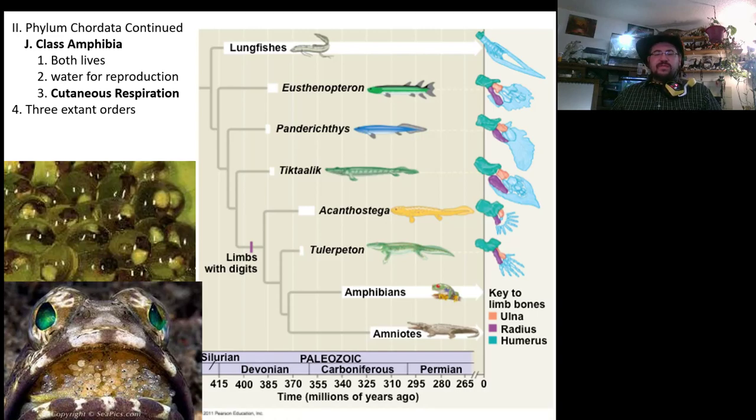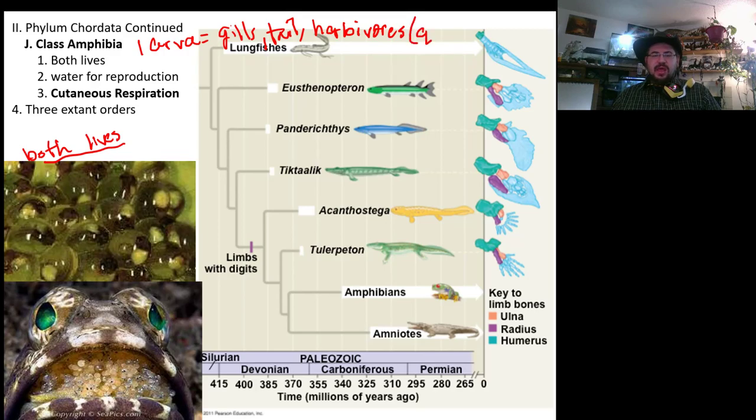The first terrestrial vertebrates on land were the amphibians. Amphibians is derived from Greek, and it means both lives. Describing the fact that amphibians have an obligate aquatic life stage and a life stage that allows them to be terrestrial. So their larva has gills and a tail. They're herbivorous, eating algae. They're well adapted to aquatic life, and they can only live in an aquatic environment. You can't pull a tadpole out of the water and expect it to live.